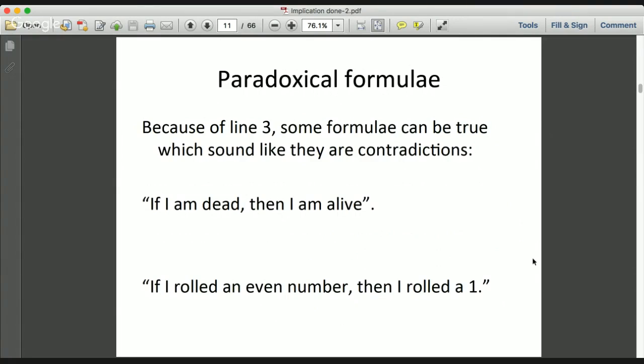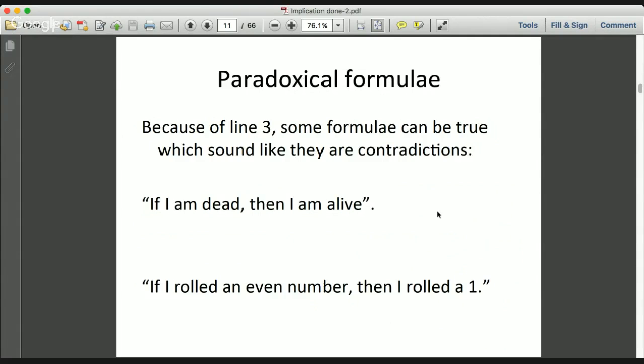So you can have a formula like this: if I'm dead, then I'm alive, because it's true that I'm alive. The first bit, the proposition I am dead, is false. And the proposition I am alive is true. So it's if false, then true. On the material conditional, that comes out as true. So the material conditional sense of if-then says that if I'm dead, then I'm alive, is true. But it sounds like a contradiction.